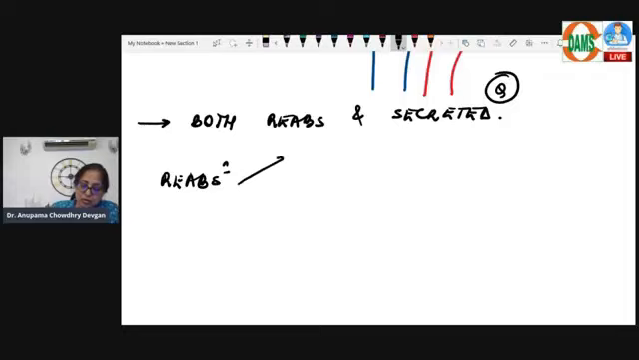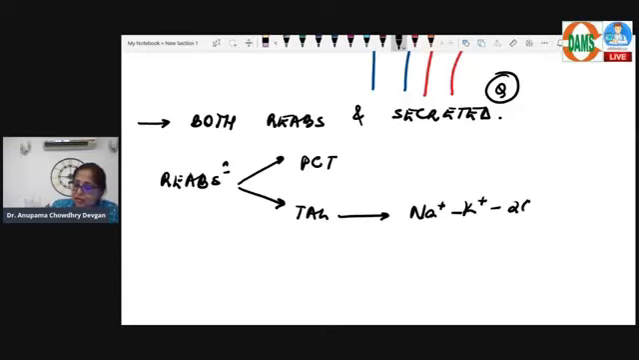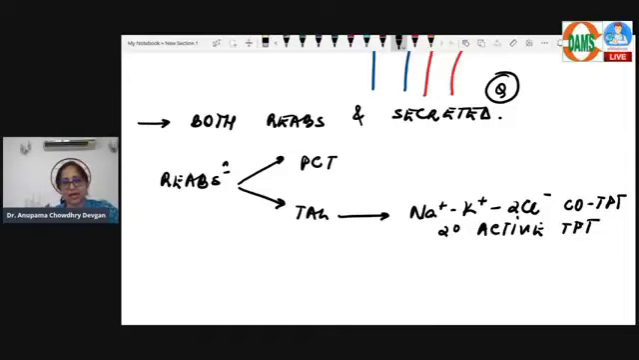Where does the reabsorption of sodium take place? Reabsorption of sodium will be in the PCT, and also in the thick ascending limb. I've already done the mechanism with you: it is Na plus K plus 2Cl minus co-transport, a secondary active co-transport. So potassium is going to be reabsorbed in the PCT and the thick ascending limb.